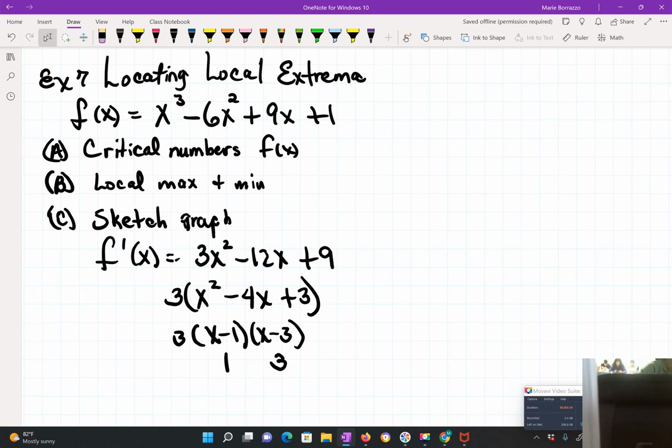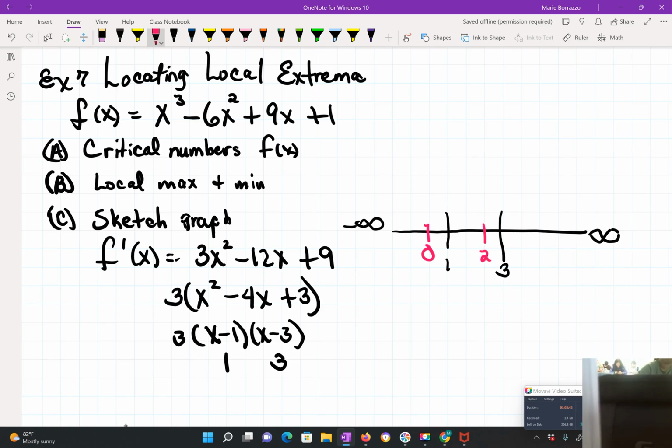So if you think of a number line, you have a critical number at 1, you have a critical number at 3, and therefore you have negative infinity over here, and you have positive infinity over here. If I'm checking for test points, I'm going to be lazy. One of my test points is 0. The other test point is going to be 2. And the other lazy test point is going to be 4. So these are the 3 points that I'm going to check.